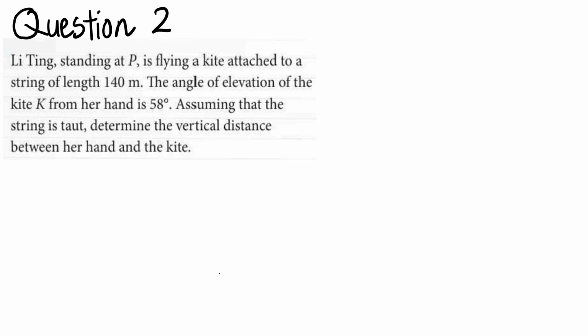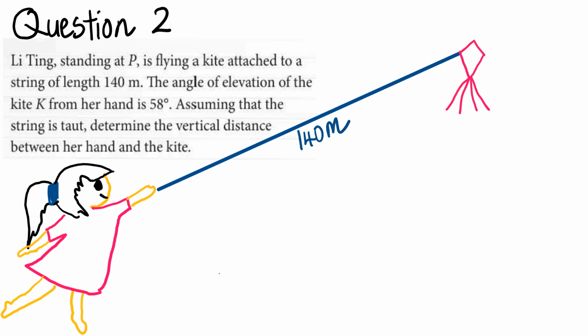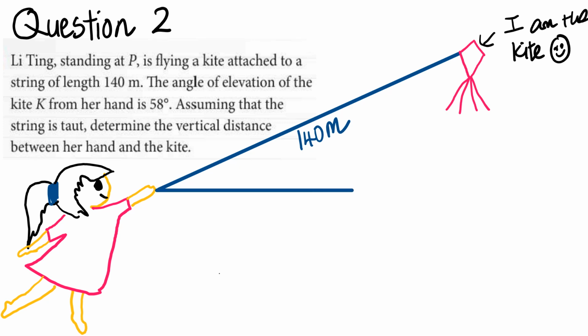So I'm going to use an image to explain, because a picture tells 1,000 words. So we have a girl Li Ting, and she's flying a kite, right? And yes, that is a kite. It's not an octopus. All right, so the string is taut at 140 meters, so you make a right angle triangle. The angle of elevation of the kite from her hand is 58 degrees.